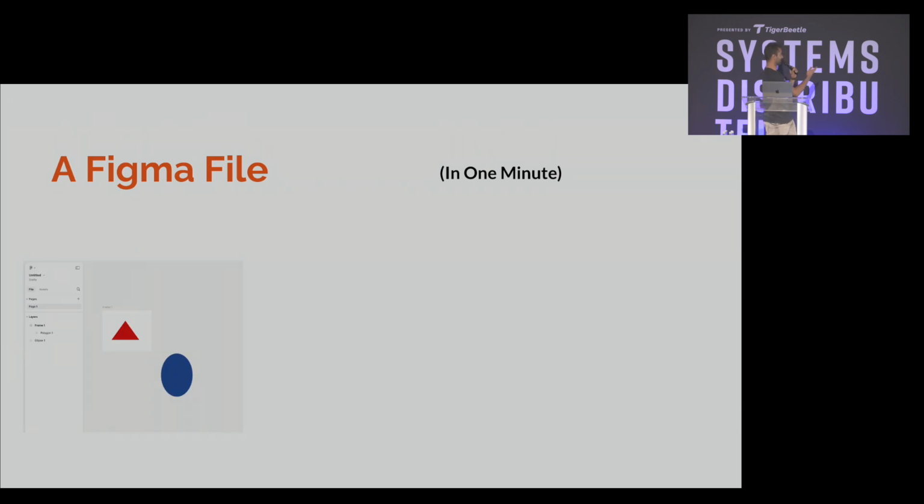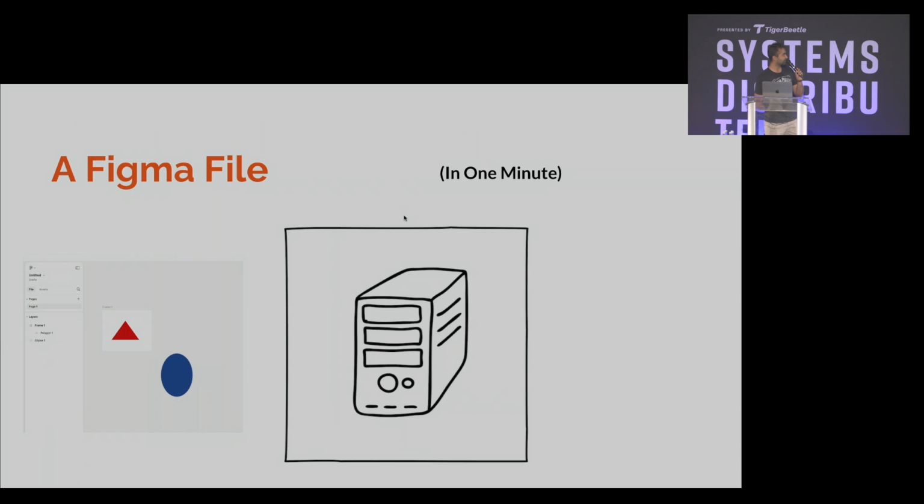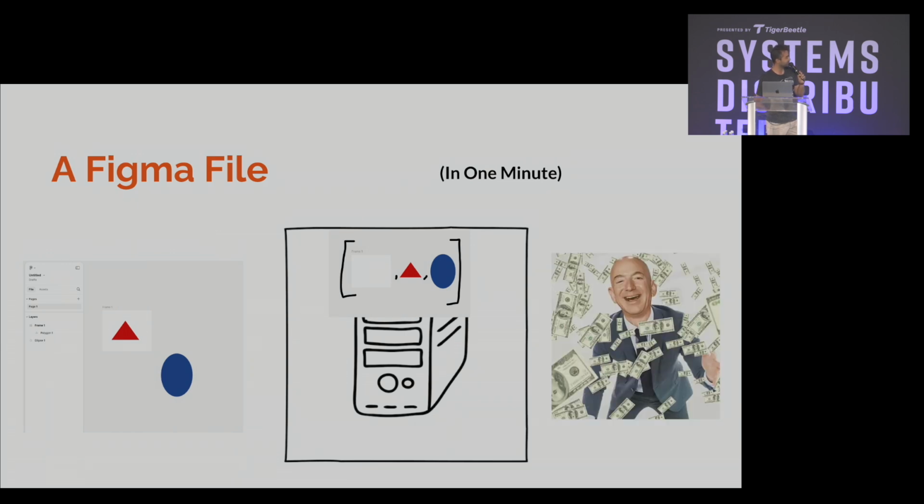So a Figma file here on the left, let's say we have a frame, which is that rectangle, triangle, and an ellipse. We have a server that also has the same copy of that file, and it's stored in memory as just a list of those nodes. So a frame, a triangle, and an ellipse. And because it's all stored in memory, we end up giving Jeff Bezos a lot of money because storing things in memory is expensive. But we do have to store it in memory because if you've used Figma, it's a low latency communication scheme, and we want to keep things in memory so we don't have to do an S3 write or a DB write for every one of these changes.